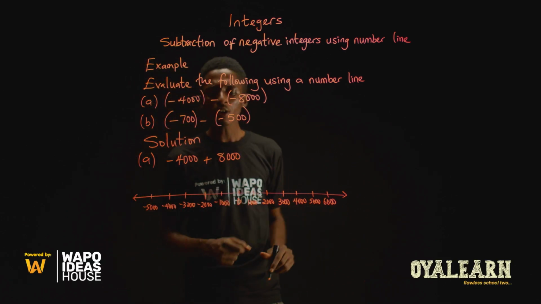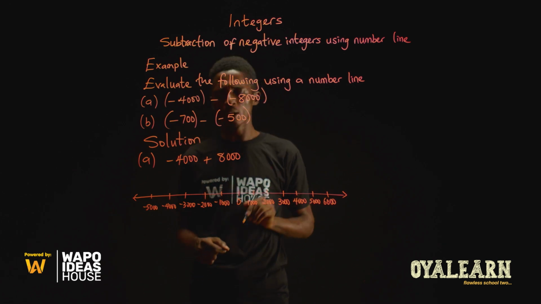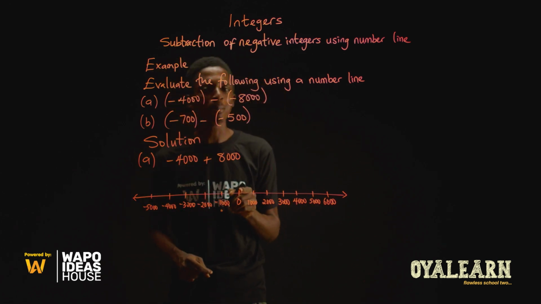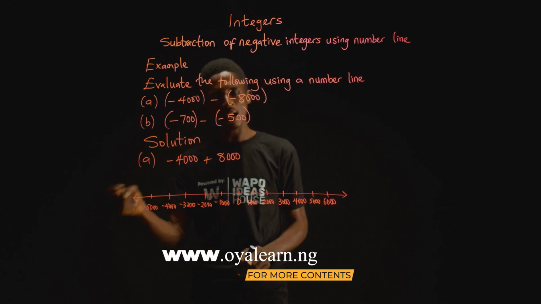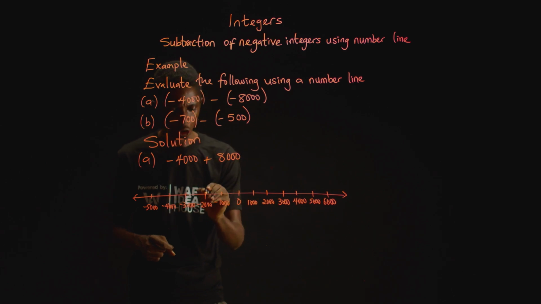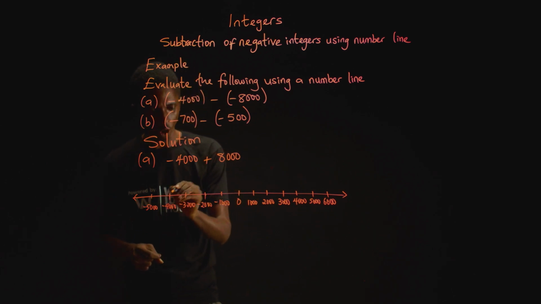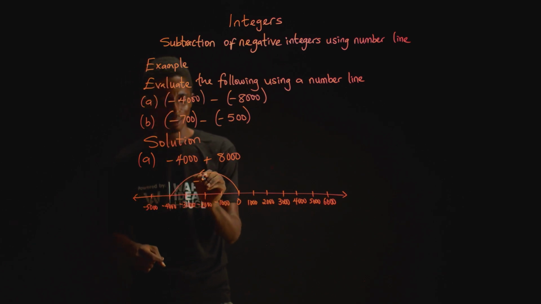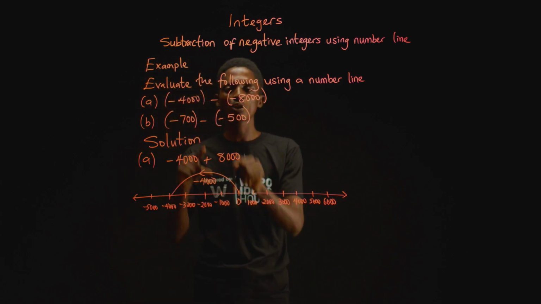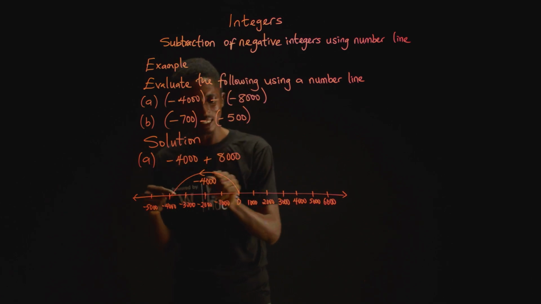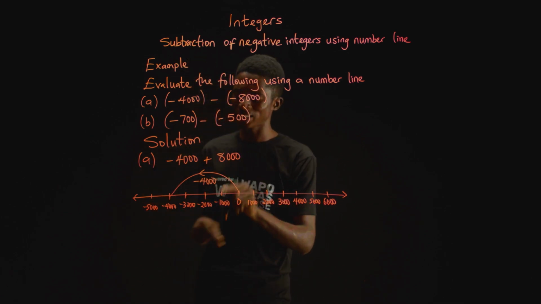5,000. Now, starting from 0, we will show minus 4,000 by moving 4 steps to the left. Count with me. 1, 2, 3, 4. This indicates minus 4,000. The next is to show our minus 8,000, which has been written as plus 8,000.